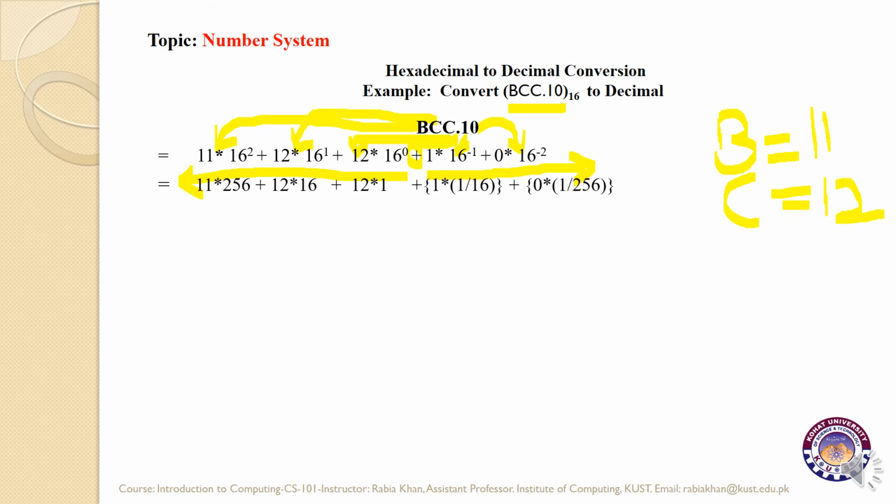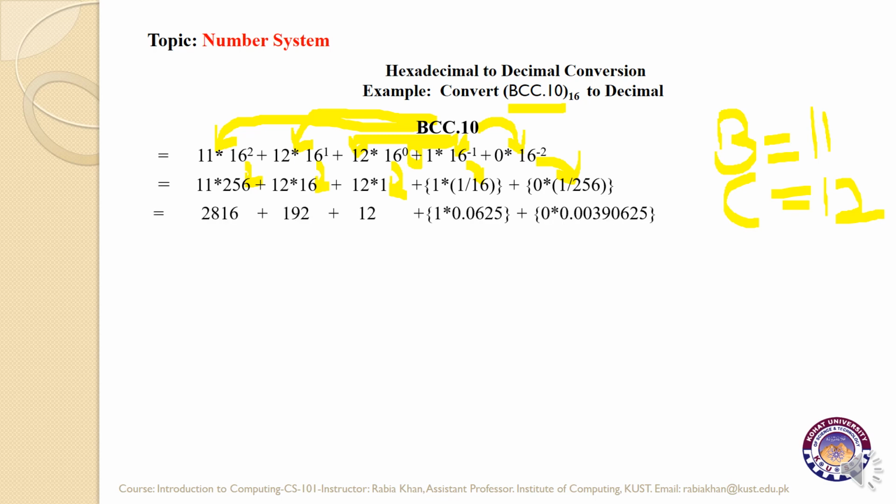Here you can see 16 raised to power 0 is equal to 1. 16 raised to power 1 is equal to 16, and 16 raised to power 2 is equal to 256. While here 16 raised to power -1 can be written as 1 by 16, so you can easily divide them. And 16 raised to power -2 can be written as 1 by 256. So after performing the multiplication for the integer part and the division for the fractional part, these are the answers.